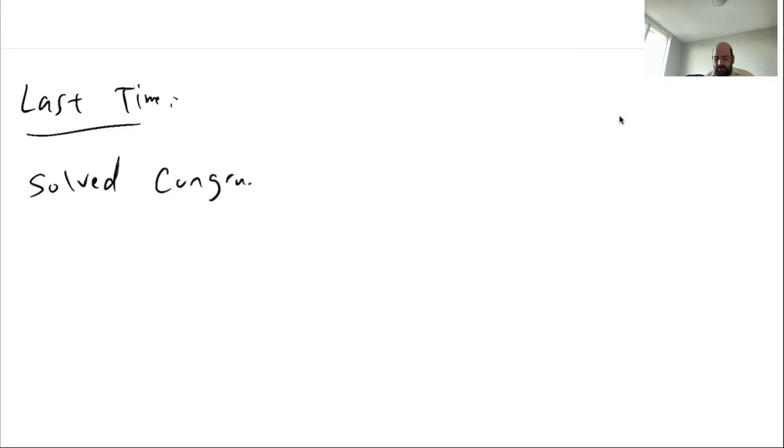Hello, everyone. So last time we were still doing number theory, and we looked at congruences and how to solve congruences. A particular form of congruence that we looked at last time, and we provided an algorithm to solve it, was a linear congruence of the form, let's say, AX is congruent to B mod M.